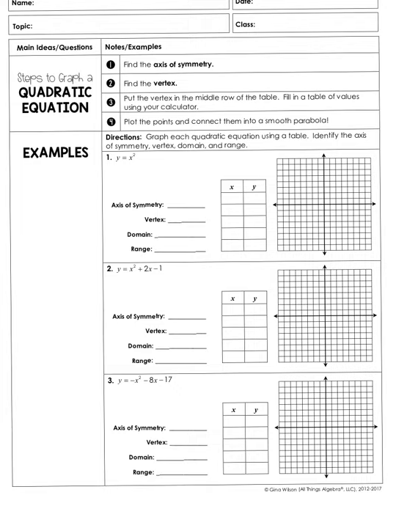And in Lesson 8.1, we learned a critical part of graphing quadratic equations, which is finding the axis of symmetry and the vertex, which are the first two steps in this process. And then I'm going to go ahead and read the final two steps. Step 3, put the vertex in the middle row of the table. Fill in a table of values using your calculator. And then step 4, plot the points and connect them into a smooth parabola. So let's go ahead and see how this works.